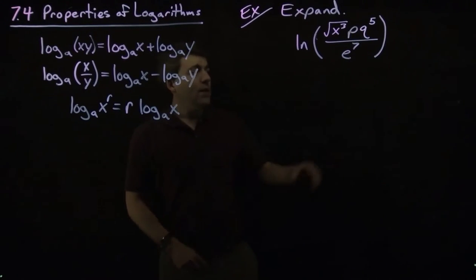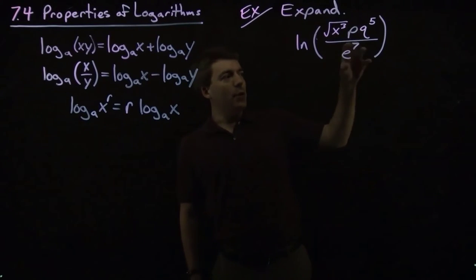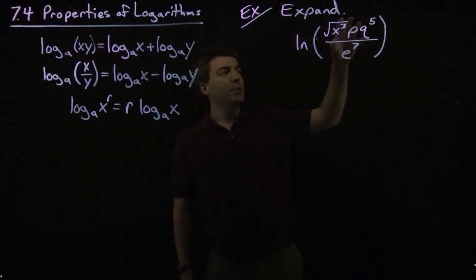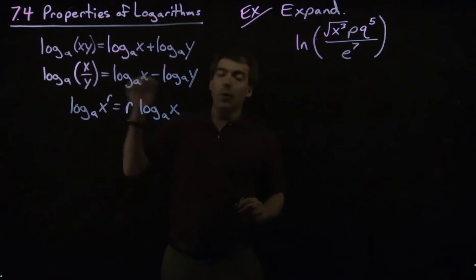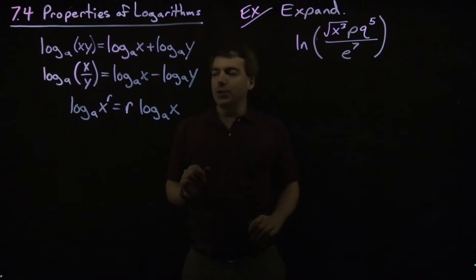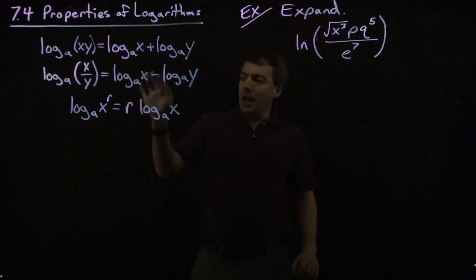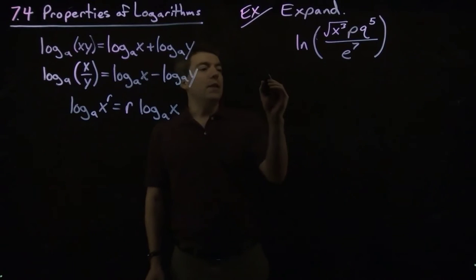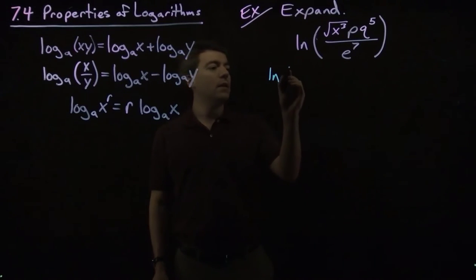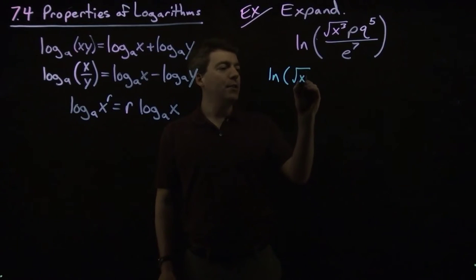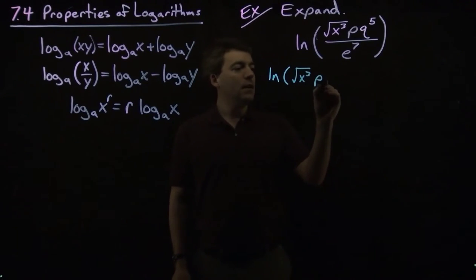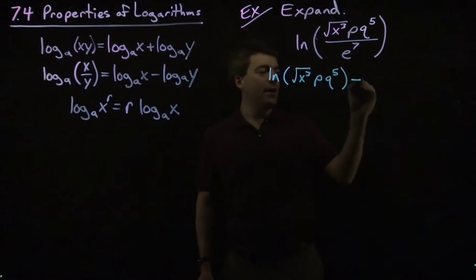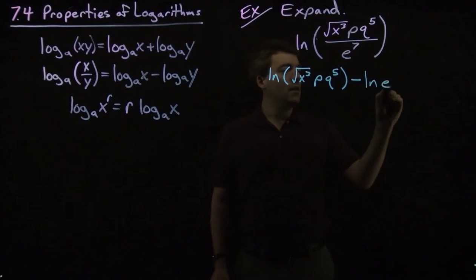Now, the first thing we want to notice about the argument is that it is a quotient. So it is something over something else. Even though it's very complicated and there are a lot of terms in there, it's really just an x over a y, some expression over another expression. And we can write that as the log base a of the numerator minus the log base a of the denominator. So we can write the natural log of square root x cubed times p times q to the 5th minus natural log e to the 7th.